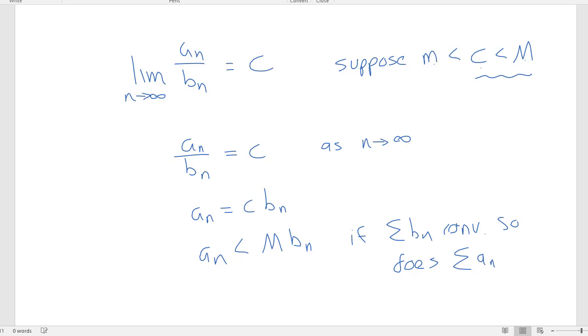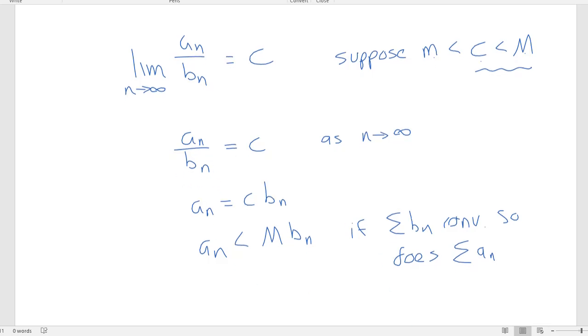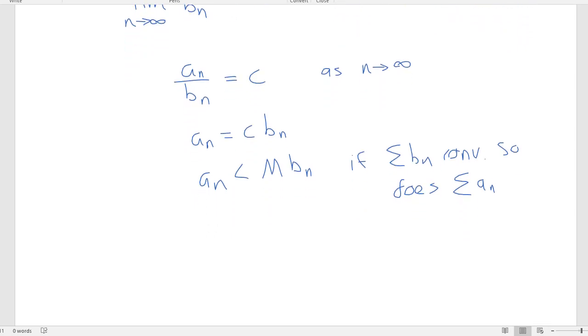Now, if we think the other way, right, if b sub n is diverging, if I come back here and I multiply both sides by b sub n in the middle, then c times b sub n is equal to a sub n as n goes to infinity. So I jump to this idea. And then I know c is bigger than little m, some other finite number.